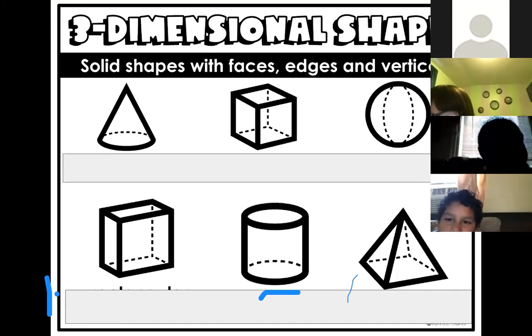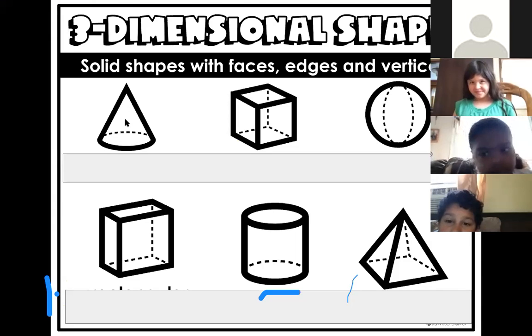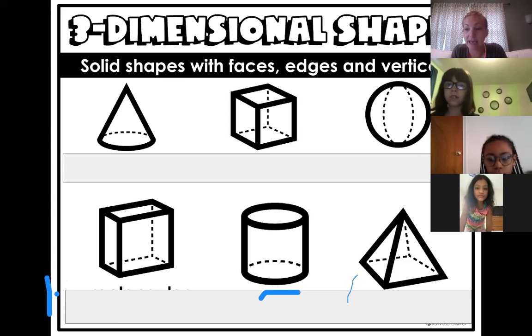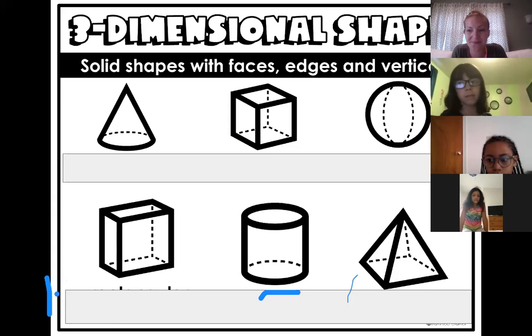So let's see if we can guess the names of each shape. Can you see my little arrow? Wherever my arrow is, say the name. You can unmute. What's this one called? Triangle. Not when it's a solid shape. It's a cone. Gabby, remember these are the 3D ones, okay? So it looks like a triangle, but if it's 3D, it's a cone.